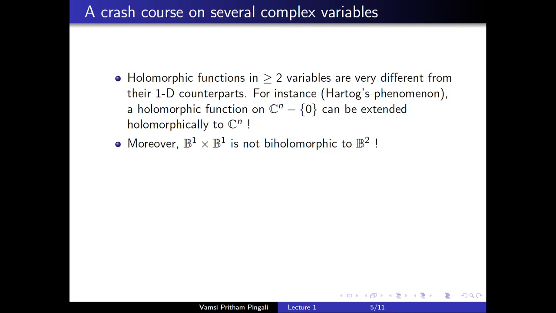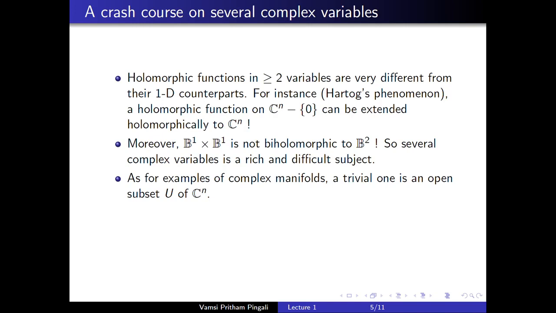Here's another shocking fact. The product of the disks is not biholomorphic to D2, the ball in two-dimensional space. That's not the case in the diffeomorphic category, for instance. Right? By the way, this sort of a thing can be proved by calculating the biholomorphism groups, I think using Schwartz lemma, some such thing. So several complex variables is a rich and difficult subject. Okay.